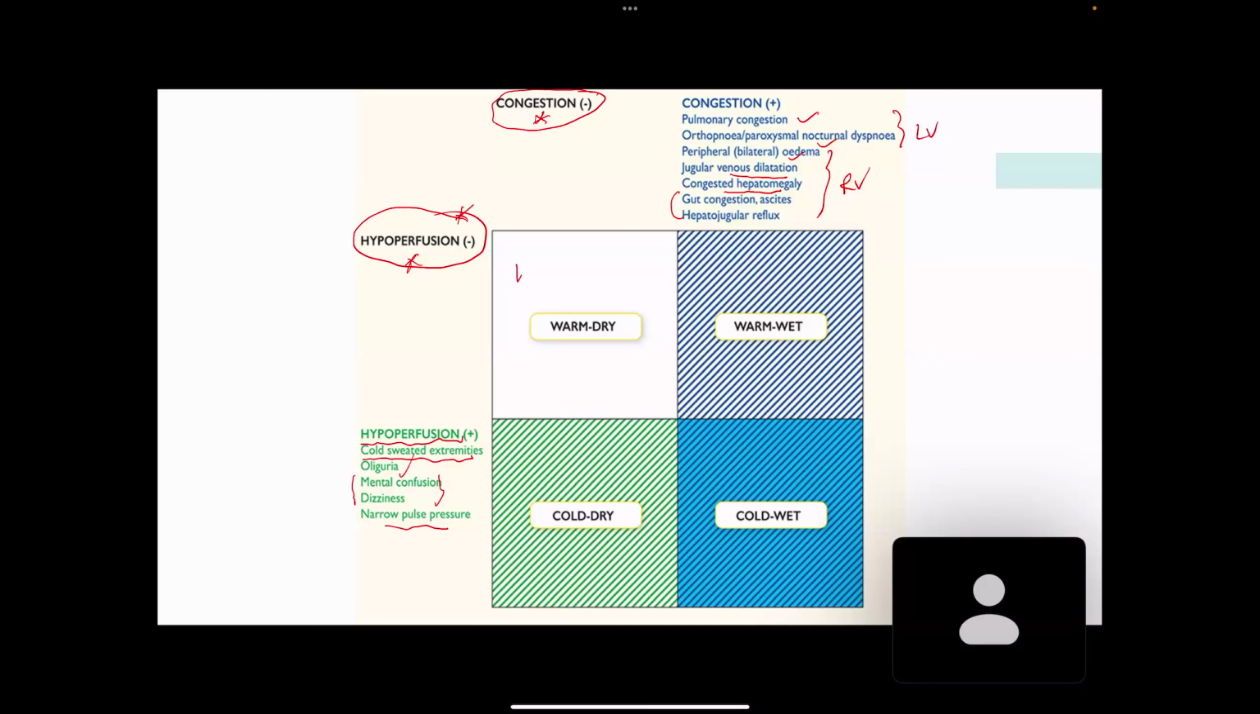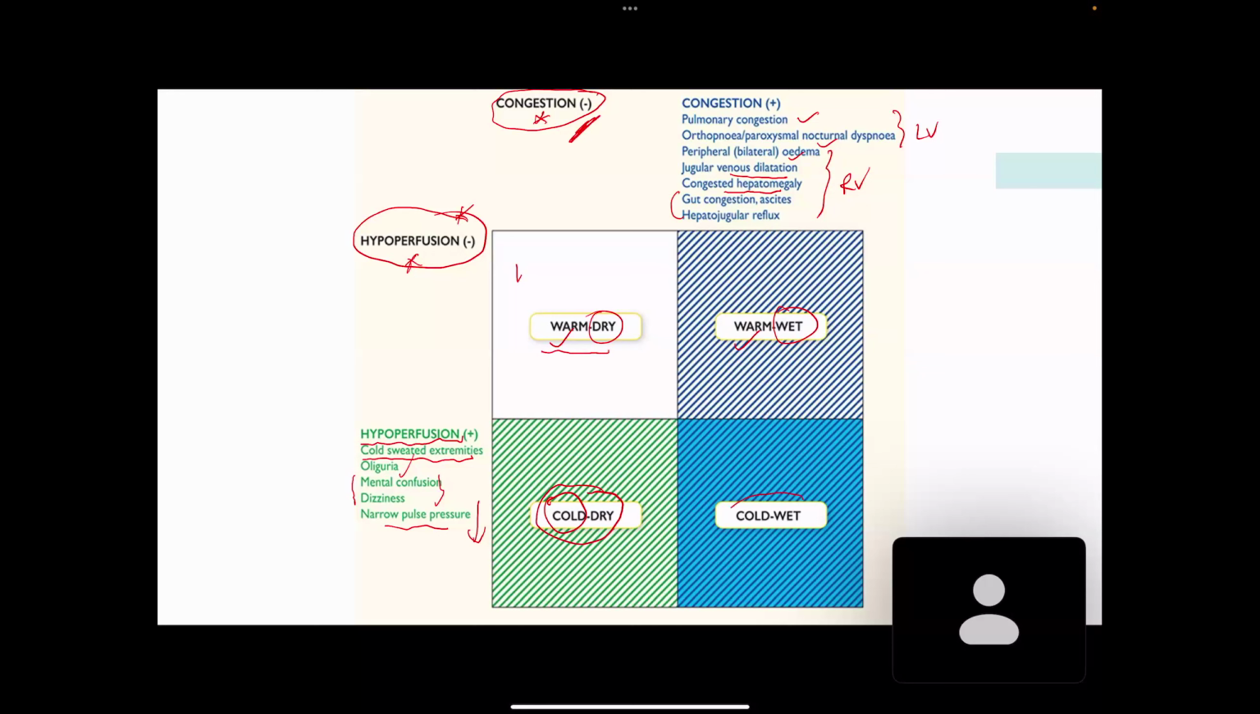So the first category is where the patient is warm. That means his perfusion is good and there is no congestion in his lung. So he's dry. We call this warm and dry. If the patient perfusion is good, but his lungs are congested, we call it warm and wet. Similarly, if the patient's perfusion is reduced, he will be cold, but there is no congestion. So this we call cold and dry.